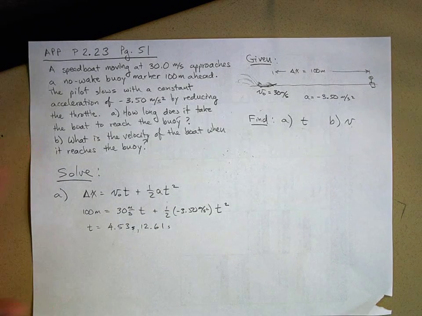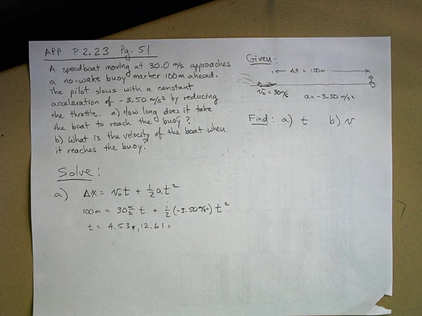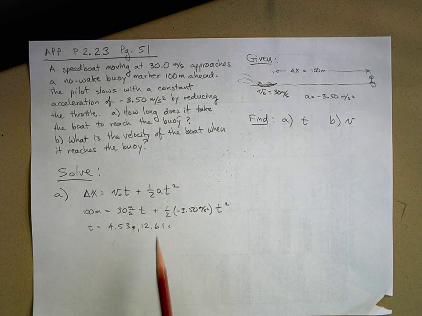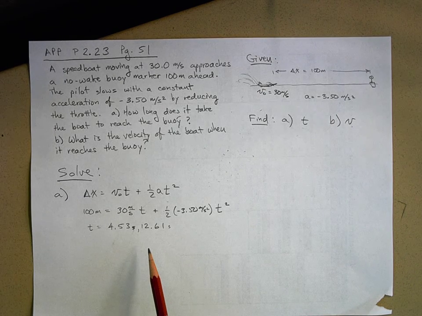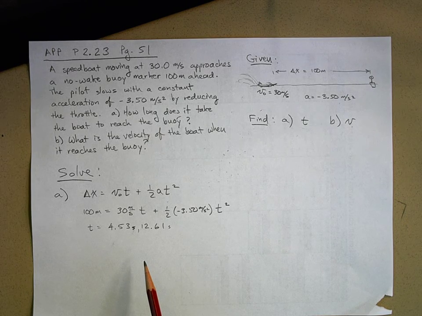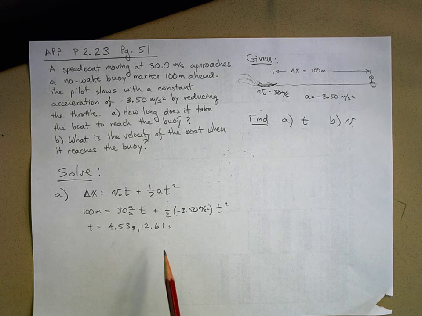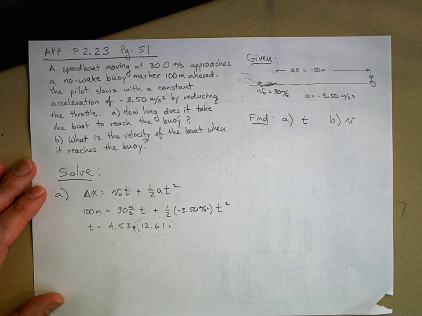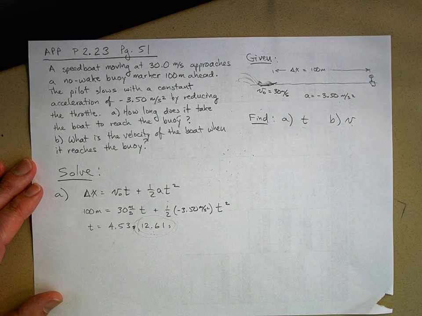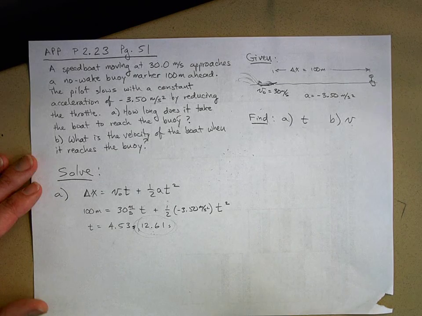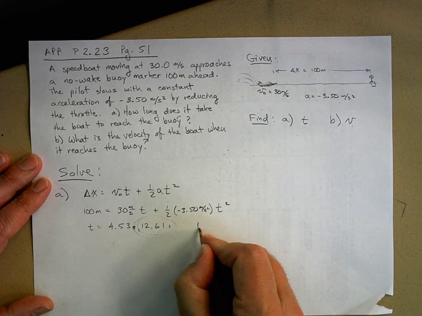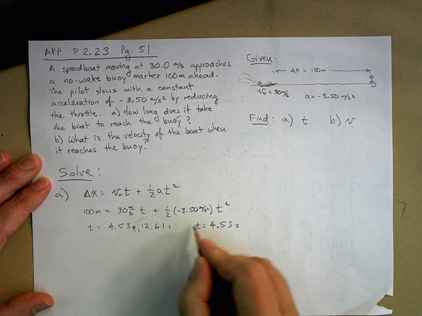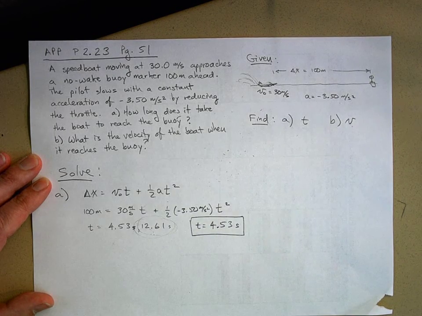Now, which one is right? The first one is right. The first one is the one we want. What about the second one? Is it wrong? It's not negative, okay? But we'll talk about this in a minute. What is going on at this time with the boat and the buoy and everything else? But anyway, we have an answer. T equals 4.53 seconds. Everybody agree with that one?